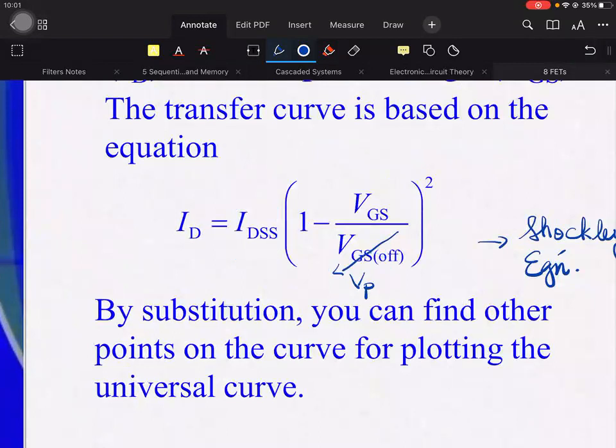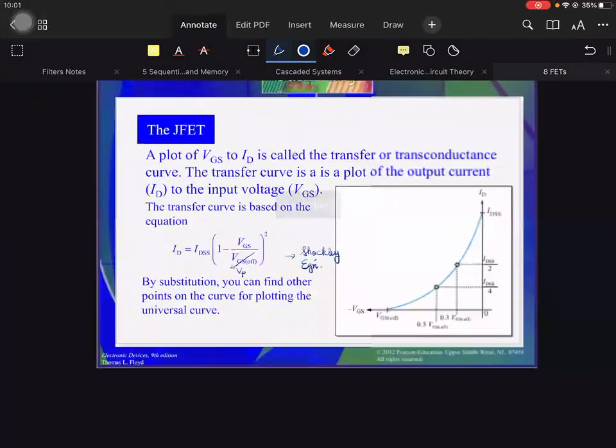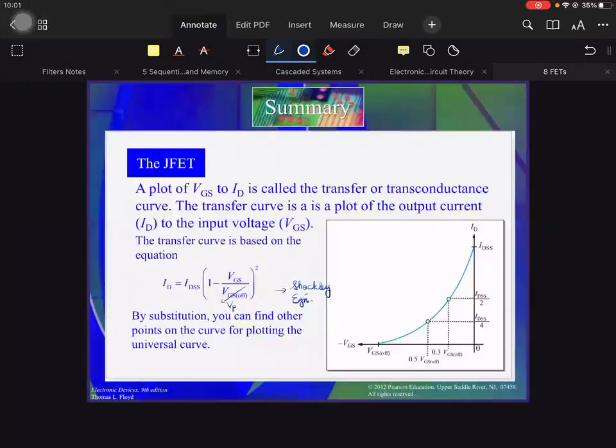Now, if we have VGS, we could solve for ID. Or the other way around, we could solve for VGS if ID is given. So either way, it's fairly easy to solve. There is a small complication compared to the BJT, but later on. The point is, if there's one formula that we should memorize, it's this one, and only this one. Okay? Shockley equation.